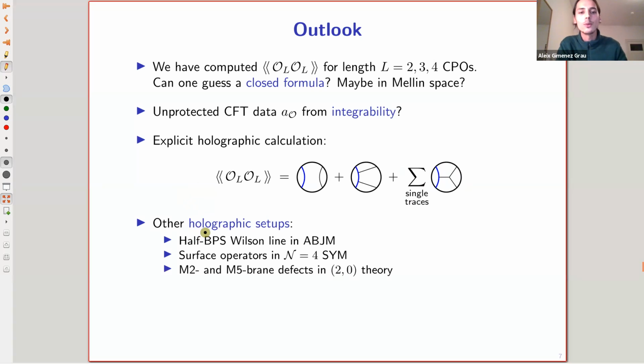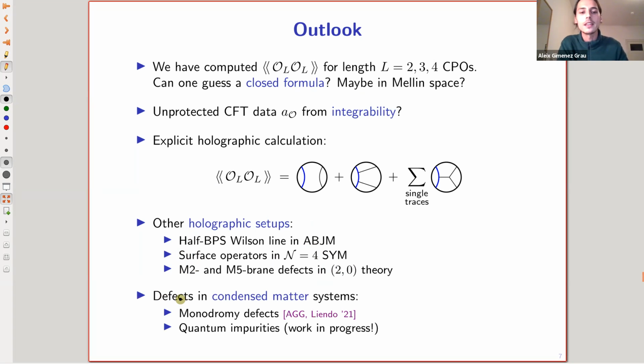Some other ideas are to look at different setups. So for instance, the main assumptions we had to use were planarity and strong coupling. So these are CFTs that are described by holography, but we know many more examples. So we know that besides N=4, there's also ABJM, or there's the 6d (2,0) theory. And all these models also contain interesting defects that could in principle be studied with the same methods.